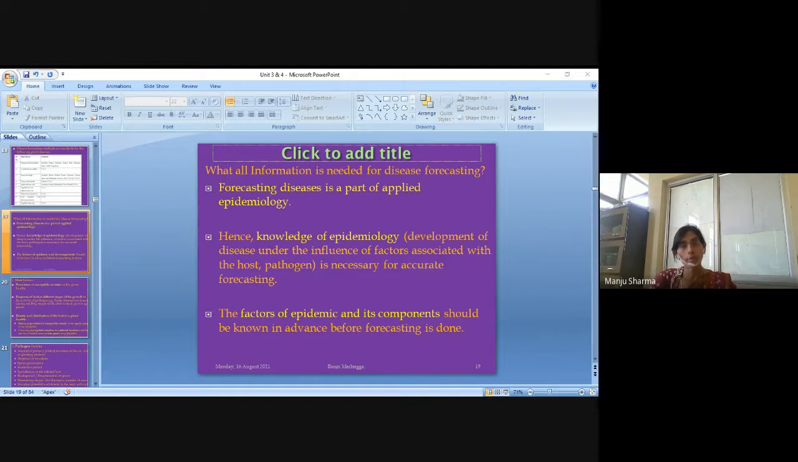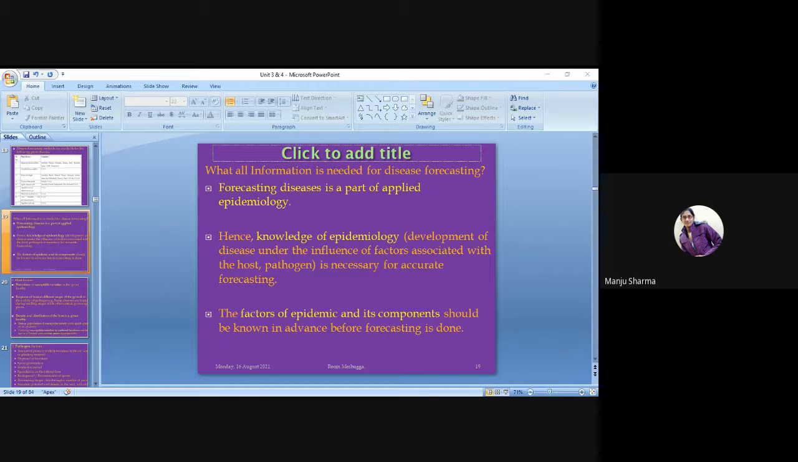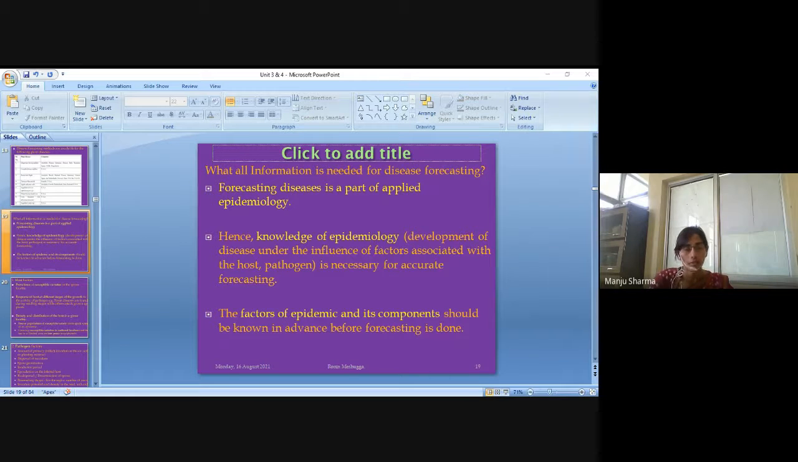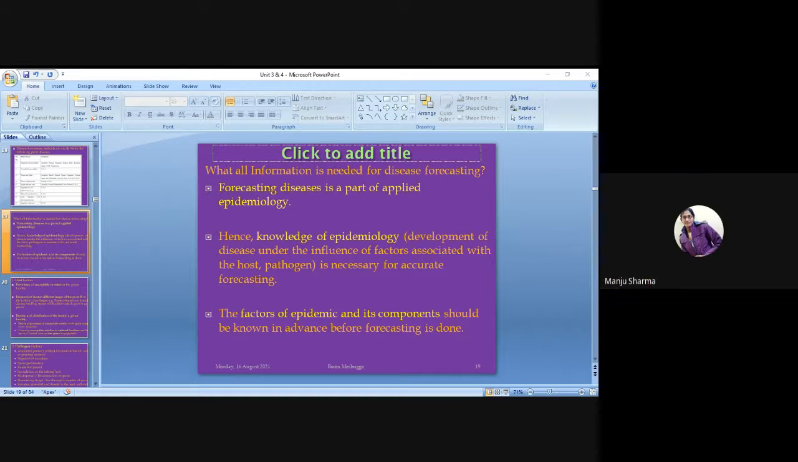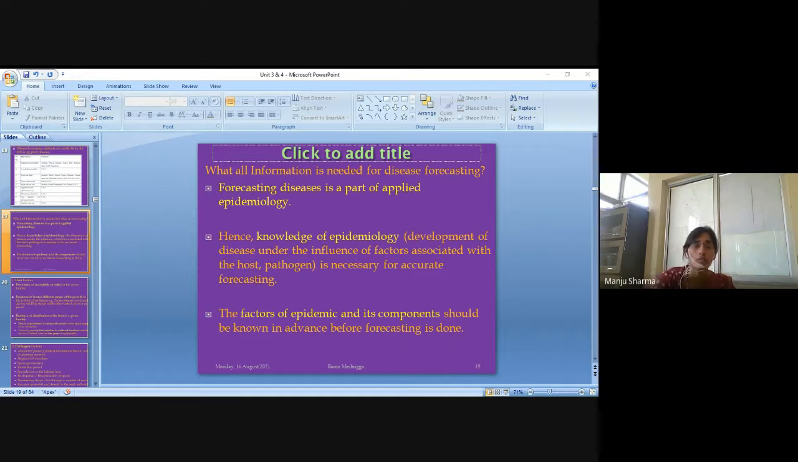So the factors of epidemic, biotic or abiotic, and its components should be known in advance before forecasting is done.